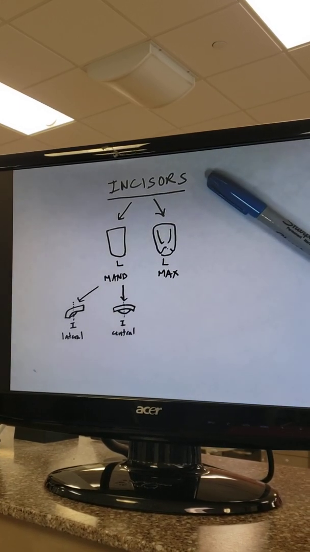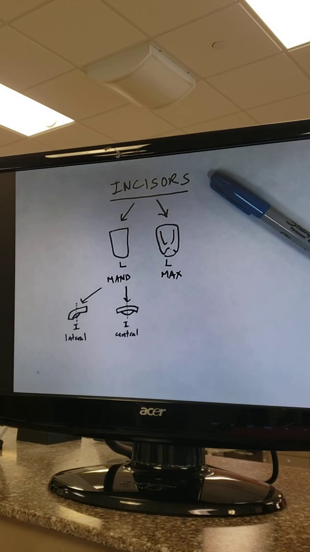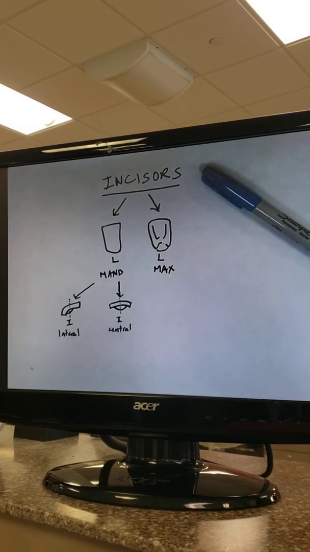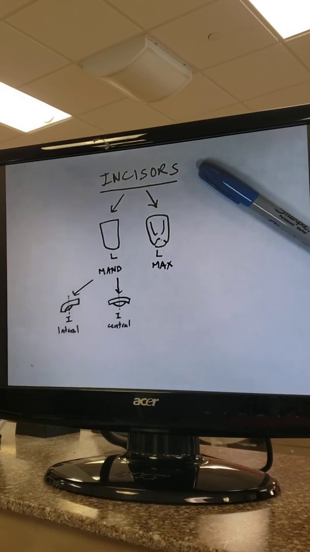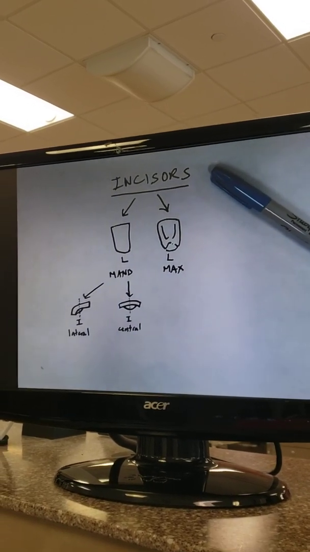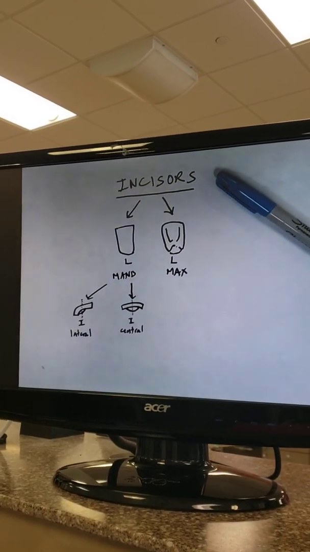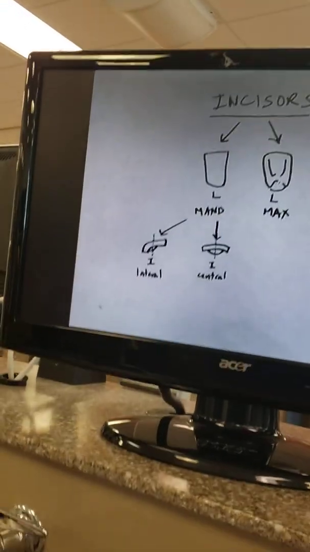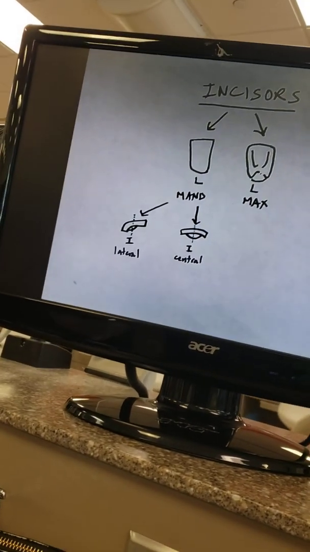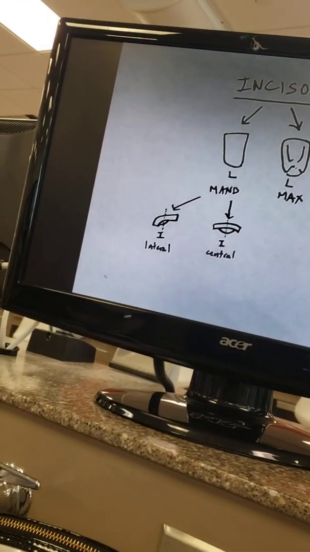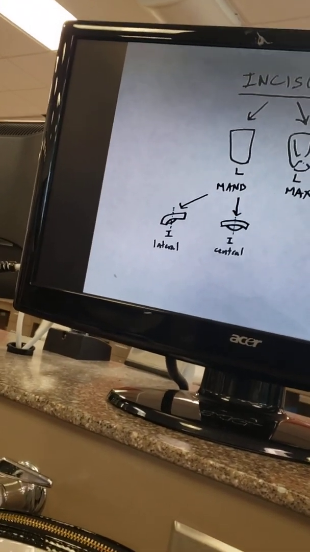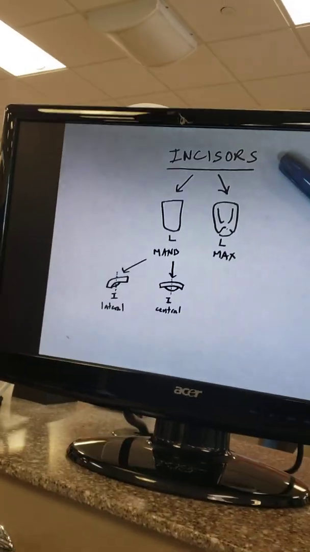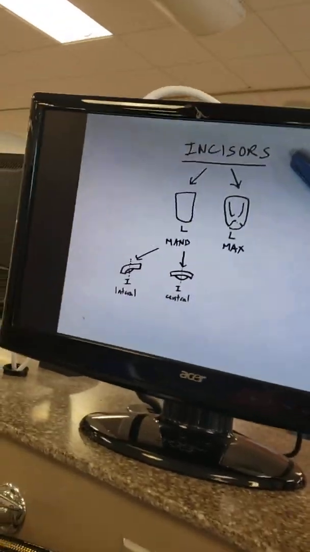So now that we can tell a lower central from a lower lateral, the last step for determining which tooth it is, is determining left from right, correct? There's going to be a left and a right version of each of these teeth. For the lower central, because they're symmetrical, it is practically impossible to tell the difference between a lower left central and a lower right central. So we won't ask you to tell the difference. We'll ask you to answer with a catch-all.